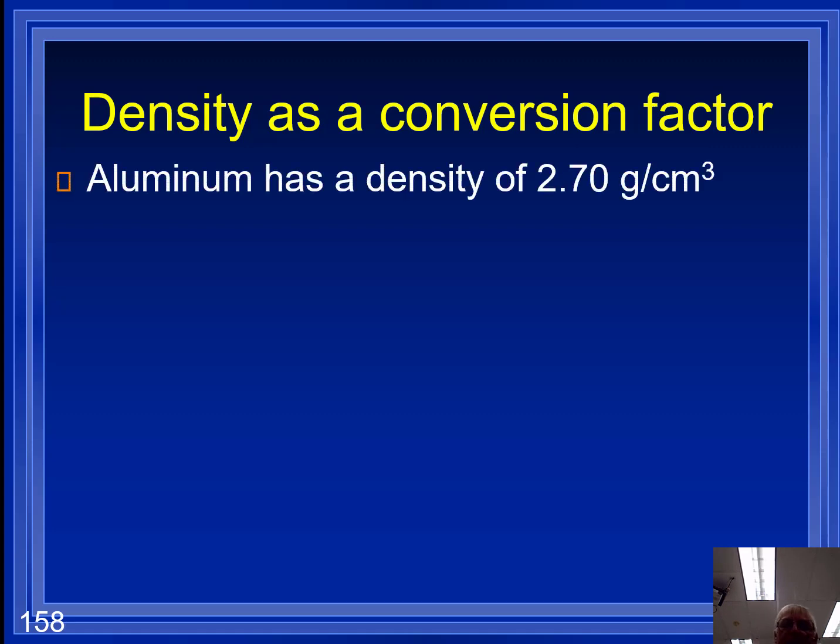Well, I go to the table and I look up the density of aluminum. And I find aluminum's density is 2.70 grams per centimeter cubed. What does that mean? Well, every time you say per, that means out of 1, unless you say percent, which means out of 100. So that says 2.70 grams for 1 centimeter cubed.